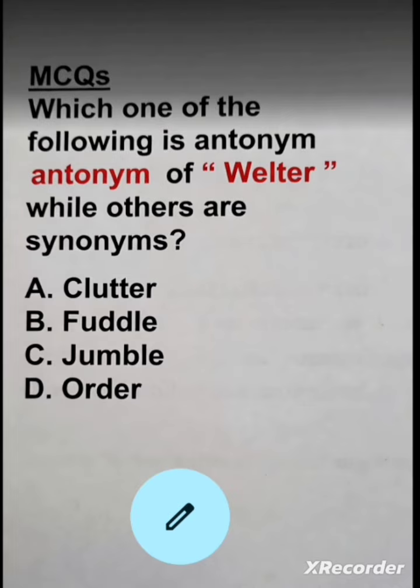Next question is, which one of the following is antonym of welter while others are synonyms? Its answer is option D, order.